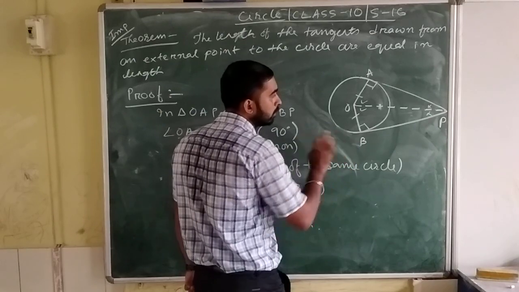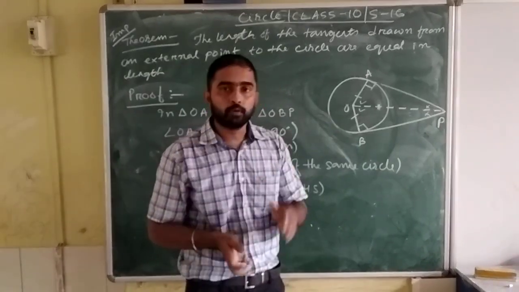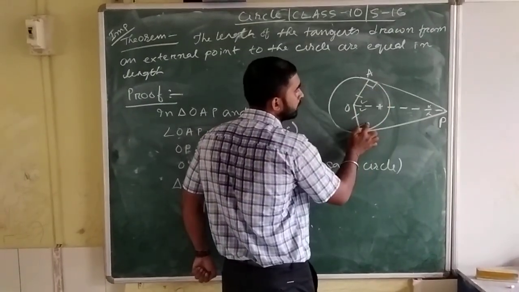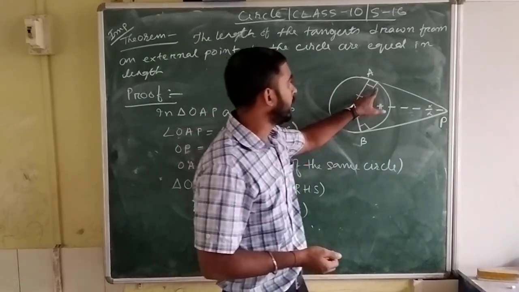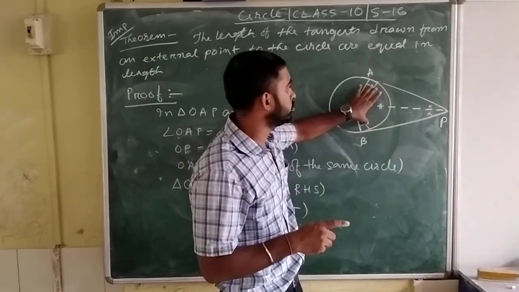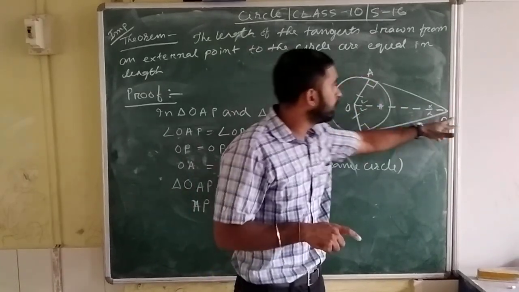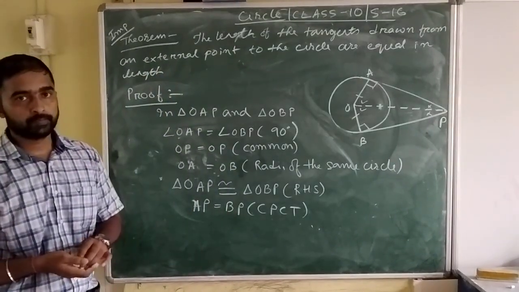Now moreover, see, PAOB is a quadrilateral. We know that in a quadrilateral, the sum of the four angles equals 360. As these two angles are 90, what is the sum of these two angles? 180 also, 90 plus 90 is 180. So 360 minus 180 is 180. So their sum, angle AOB and angle APB, also equals 180 degrees.